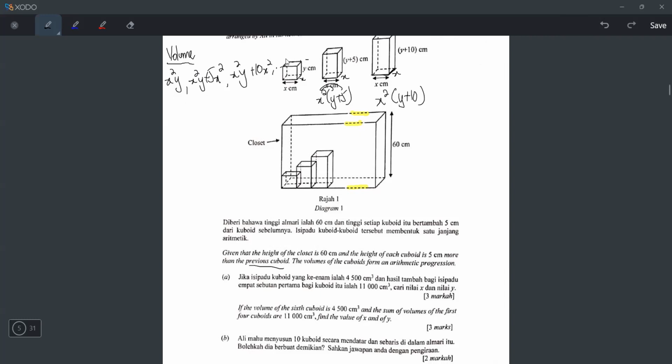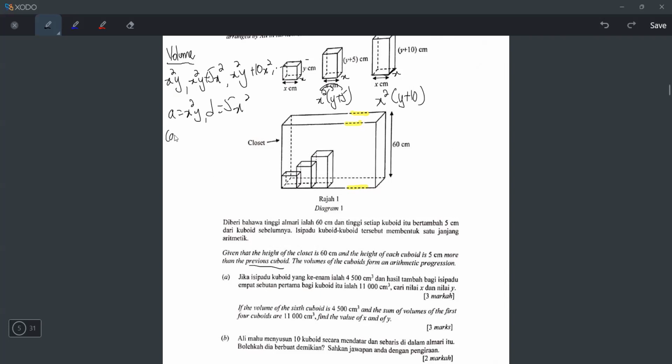But you don't have to write so many. Three terms is enough. So the a is x squared y, and the d is actually 5x squared. Why? Because if you take T2 minus T1, you will get 5x squared. Or you can also take T3 minus T2, you will get the same answer. So now they say the volumes form an arithmetic progression, and I already wrote down the progression. So now it's very easy for me already.